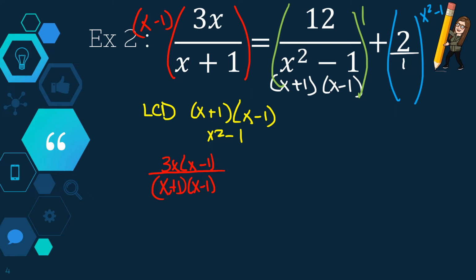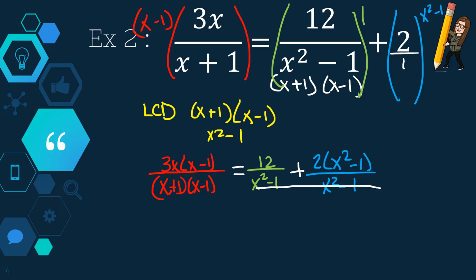Okay, equals 12 stays as is, and it stays in x squared minus 1. And the third piece is going to be a plus sign, and we have a 2 times x plus 1, x minus 1, which is x squared minus 1, all over x squared minus 1. Okay, so I see that every single piece has the same denominator. I get to ignore it now. So let's take care of each numerator.